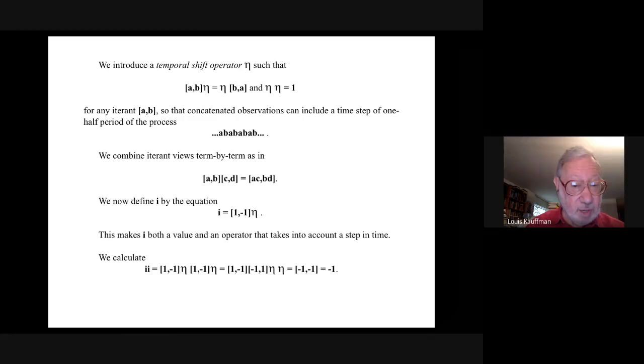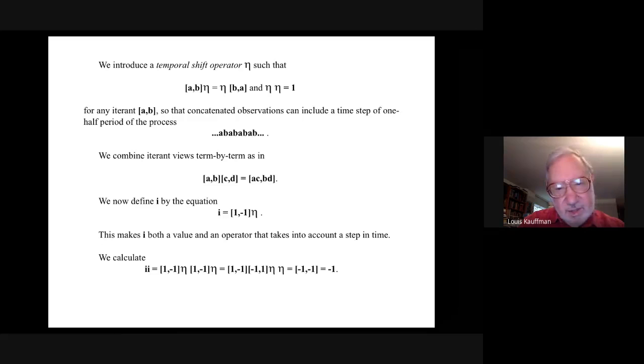Algebraically, that's indicated on the bottom of the slide. Here's the 1 minus 1 eta interacting with the 1 minus 1 eta. But when it does, the only way it can is for the eta to shift over to the right, let's say, and get out of the way. And that causes the entity to time shift. And then they interact with one another.